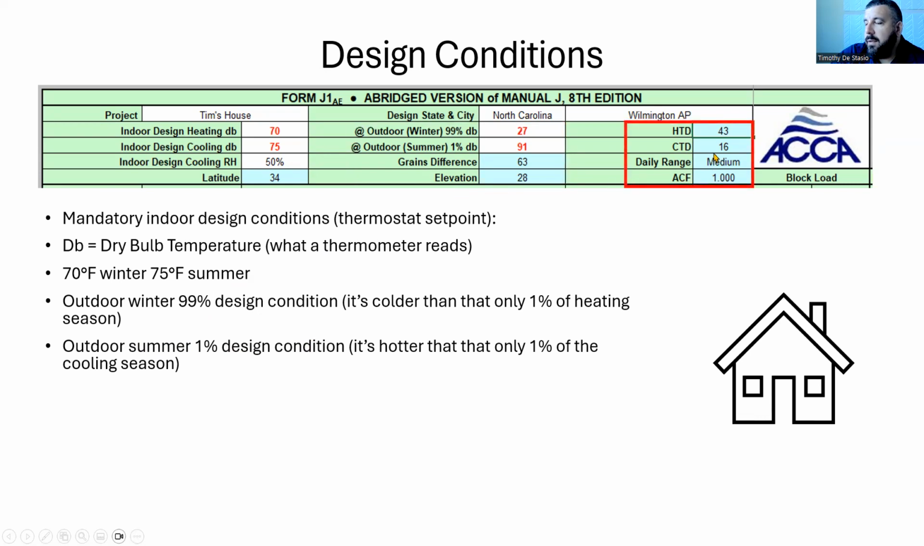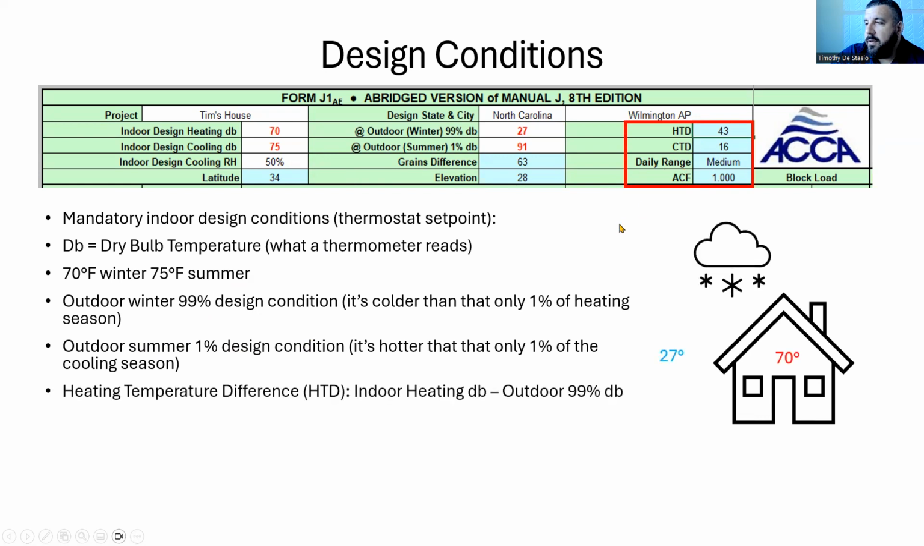Other terms you may want to be familiar with are heating temperature difference and cooling temperature difference. This is the difference between outdoor and indoor temperatures. So say, for example, it's 70 degrees in the winter, 27 outside. My heating temperature difference is going to be 43 degrees.